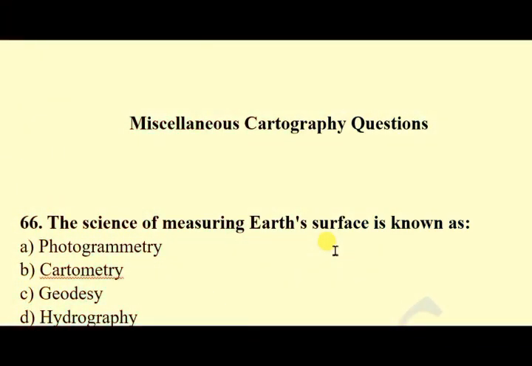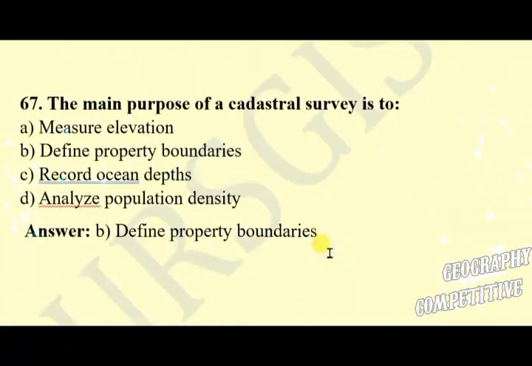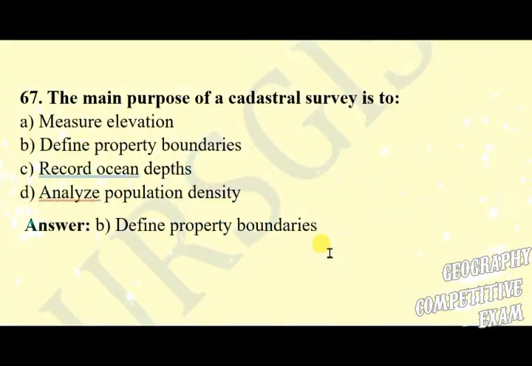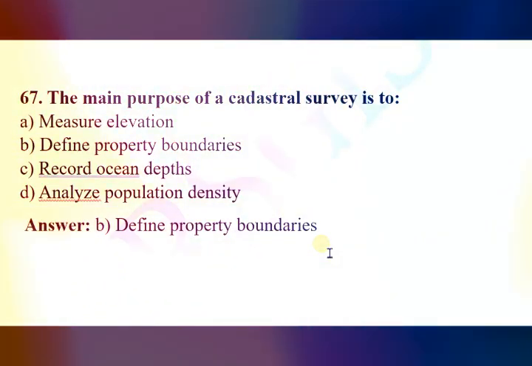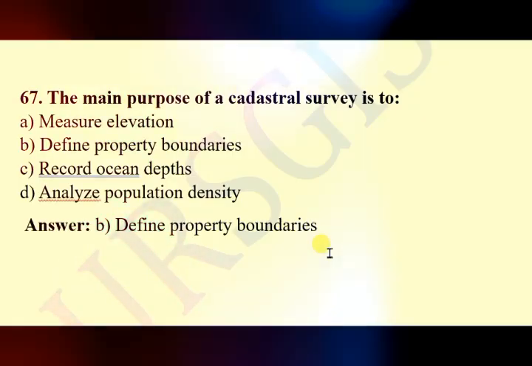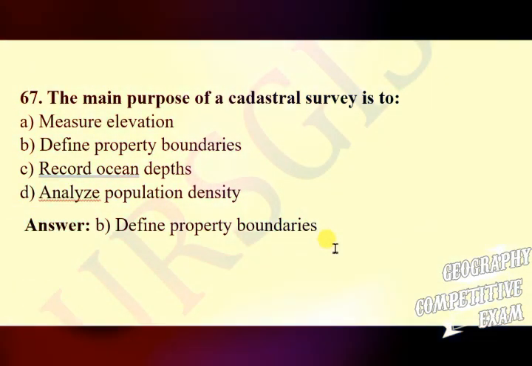Miscellaneous cartography questions. Question number 66. The science of measuring Earth's surface is known as cartometry, geodesy, hydrography, photogrammetry. Here the right answer will be geodesy. The science of measuring Earth's surface is called geodesy. Question number 67. The main purpose of a cadastral survey is to measure elevation, define property boundaries, record ocean depths, analyze population density. The right answer will be define property boundaries.